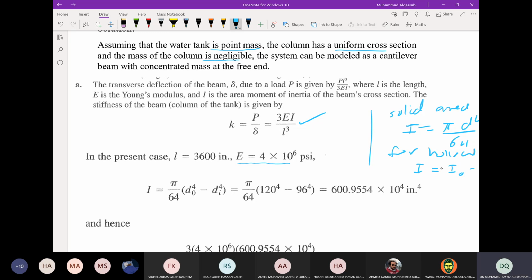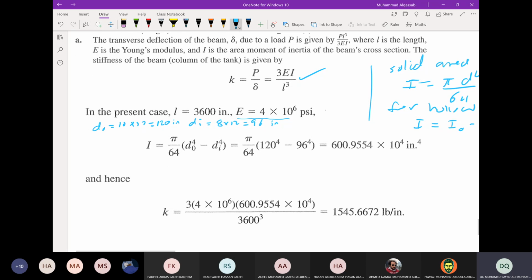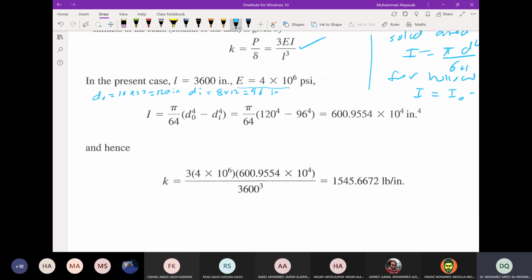So 120 means 10 times 12. So d outer is 10 multiplied by 12, which is 120, and d inner is 8 times 12, which is 96 inches. This is 120 inch, and that is 96. So I is 600.9 times 10 to the power 4 inch to the power 4.